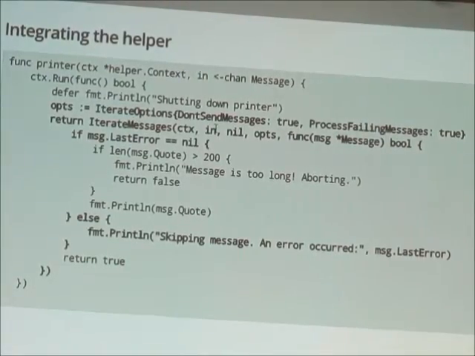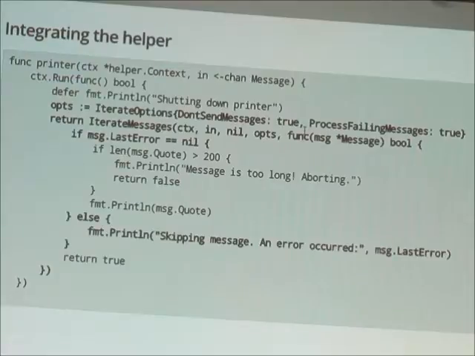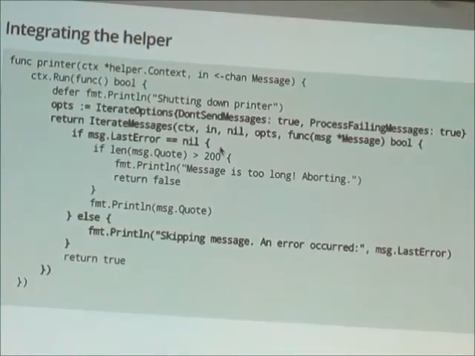So in this case, this is the final stage, and we want to display the errors. So we want to process the failing messages, and we also don't want to send the messages automatically out of here because we don't actually have an output channel because this is the last stage. So you can see here we're now checking whether the message has the error set. If it doesn't, we print the message out normally. If it does, then we print a special message saying that an error occurred.